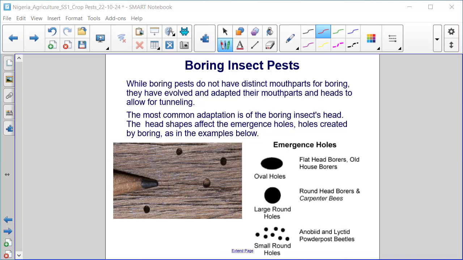While boring pests do not have distinct mouth parts for boring, they've evolved and adapted their mouth parts and heads to allow for tunneling. The most common adaptation is of the boring insect's head. The head shapes affect the emergence holes created by boring, as in the examples below. Oval holes are caused by flathead borers or old house borers. Large round holes are roundhead borers and carpenter bees, and small round holes like these shown are anobiid and lyctid powder post beetles.